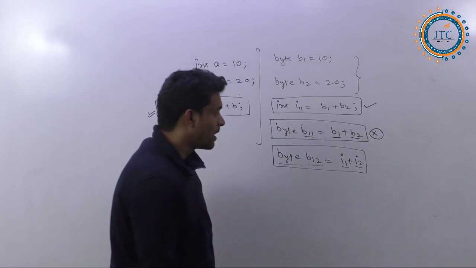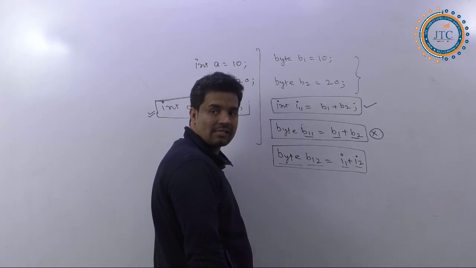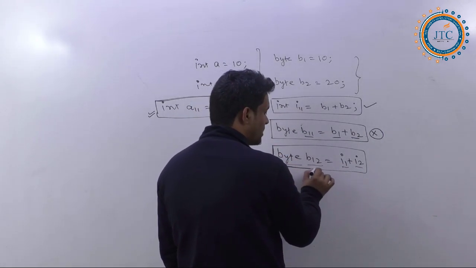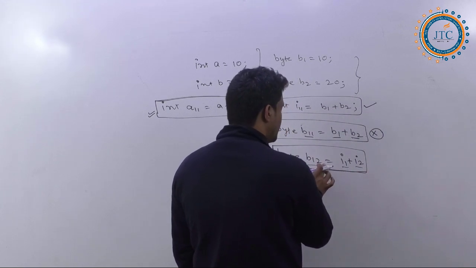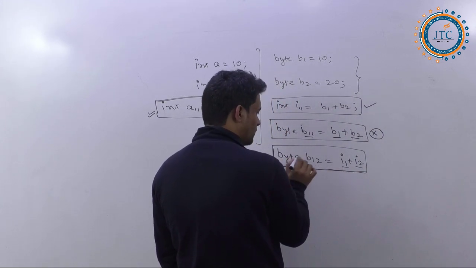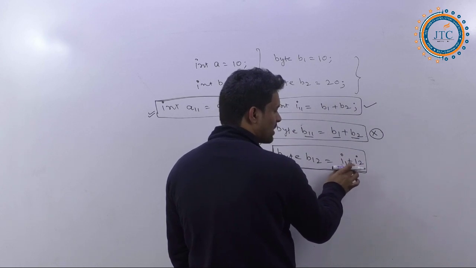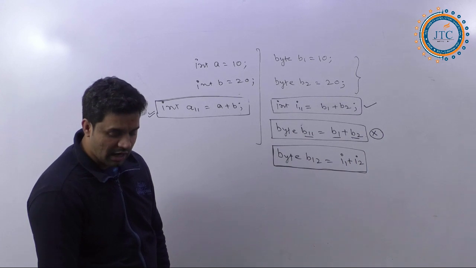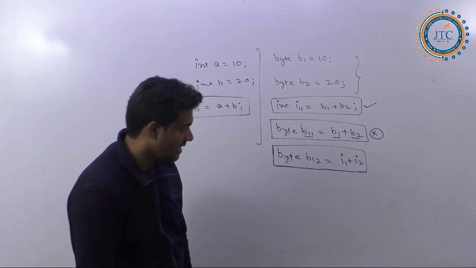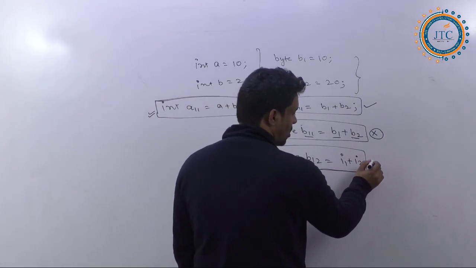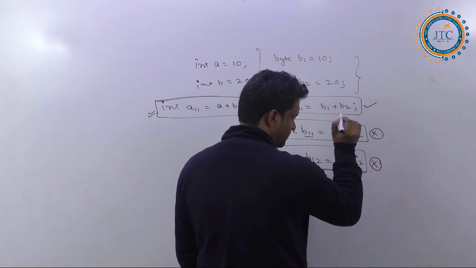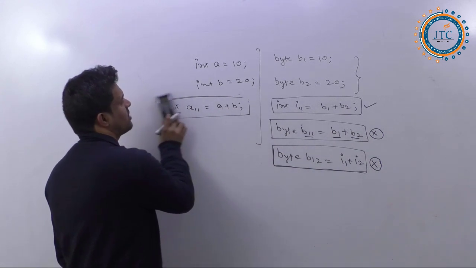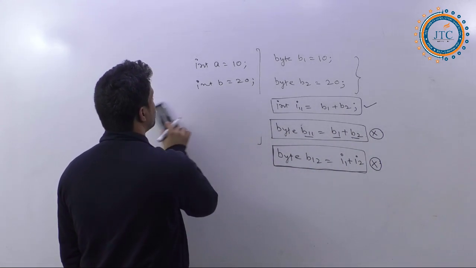Okay. And in the next case again, here this is the byte of B12 is equal to I1 plus I2, I am writing. Byte of B12 is equal to I1 plus I2. So what about this? This also we cannot write.